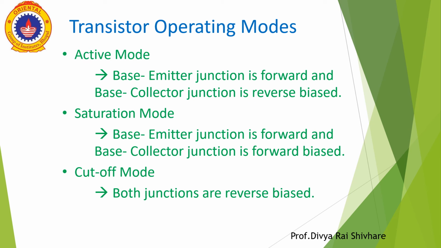Now we see the operating modes of transistor. There are three operating modes in transistor. First one, active mode, in which base emitter junction is forward and base collector junction is reverse biased. Second one, saturation mode, in which base emitter junction is forward and base collector junction is forward biased. Third one, cutoff mode, in which both junctions are reverse biased.